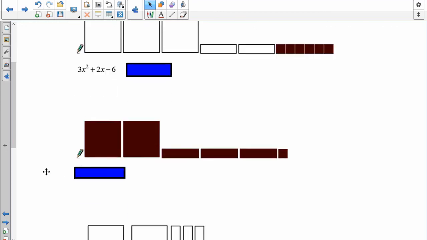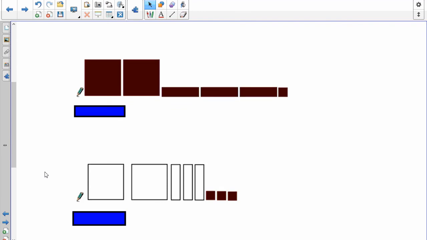Okay, pause the recording and you try these 2. Okay, well, we've got negatives now. So this is a negative x squared and a negative x squared, which means our first term is going to be negative 2x squared. I've got 1, 2, 3 x's, and they're all negative, so I have negative 3x, and I have a negative 1.